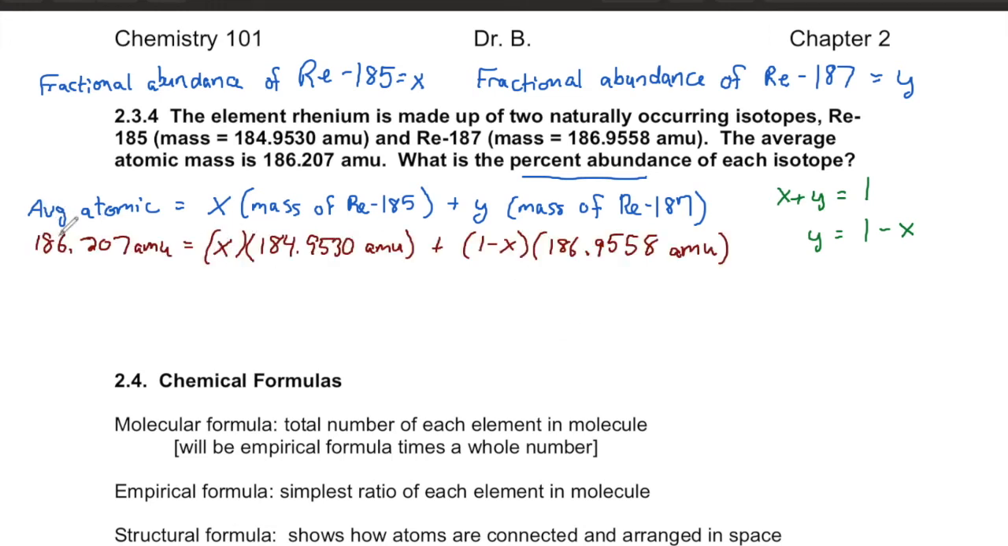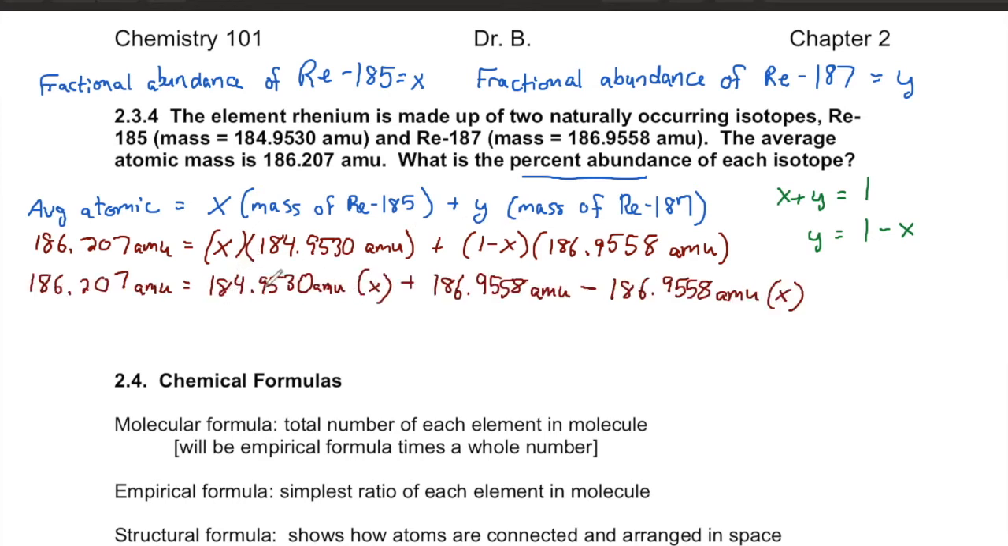So here's what that looks like. This is our average atomic mass. This is the mass of rhenium-185, and this is the mass of rhenium-187. So then it's just a bunch of algebra manipulation to figure out what X is. So I rewrote this one with the X after the number because that just seems more normal. And then I distributed the 1 minus X times this 186.9558 AMU. So I have 1 times 186.9558 AMU, and then I have a negative X times 186.9558 AMU.